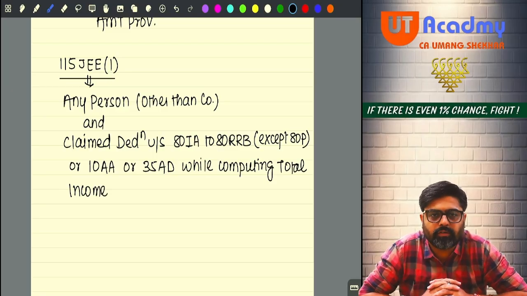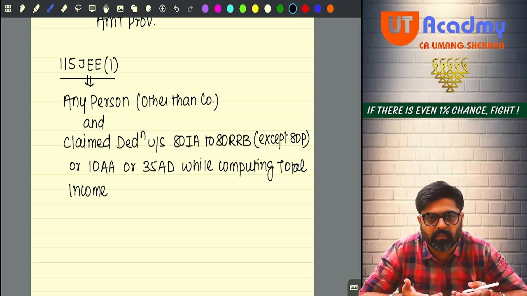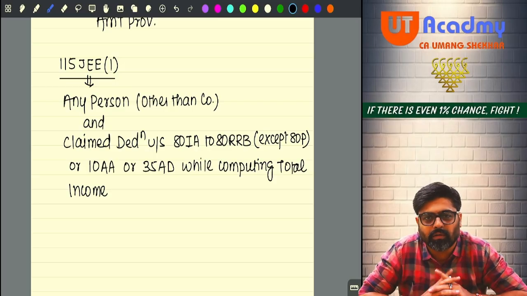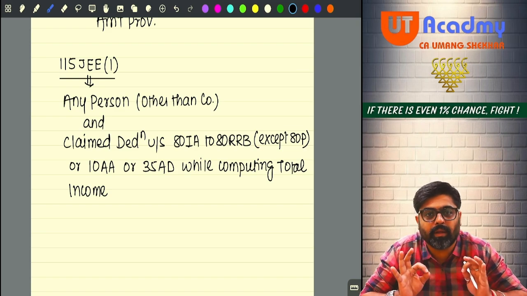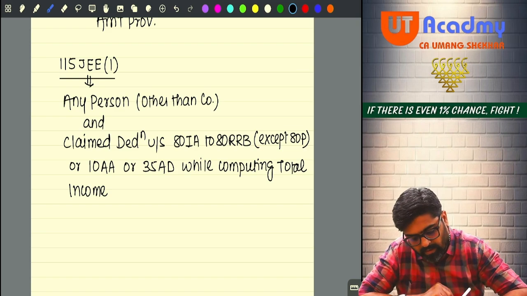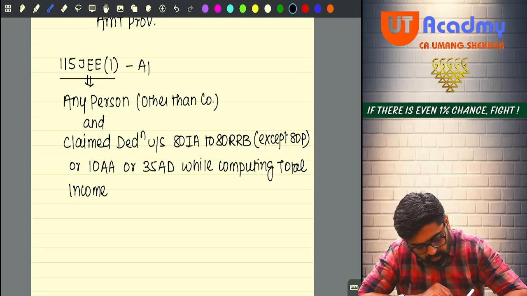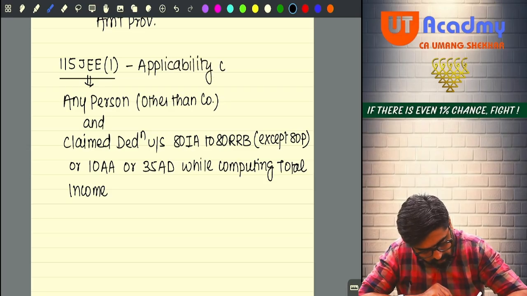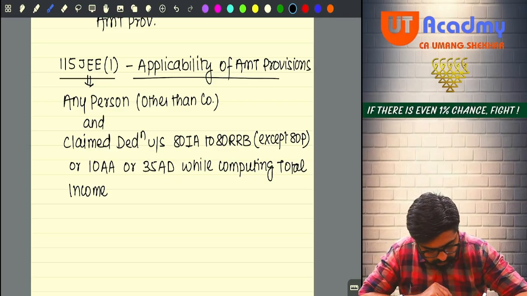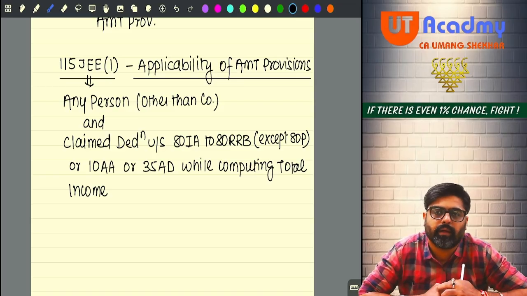So, if you are an assessee other than a company and during the previous year you are eligible to get any of these deductions, and while calculating your total income you have claimed any of these deductions, yes or no, then for you the AMT provisions will be applicable. Meaning 115JEE subsection 1 talks about the applicability of AMT provisions. Applicability of AMT provisions.